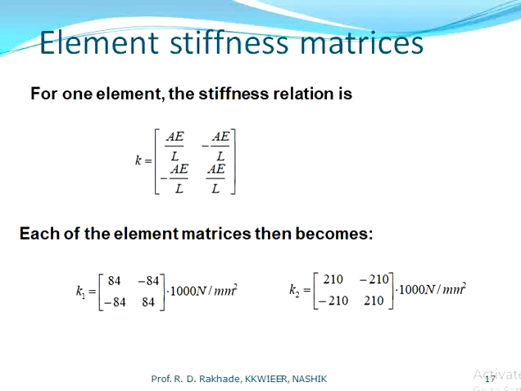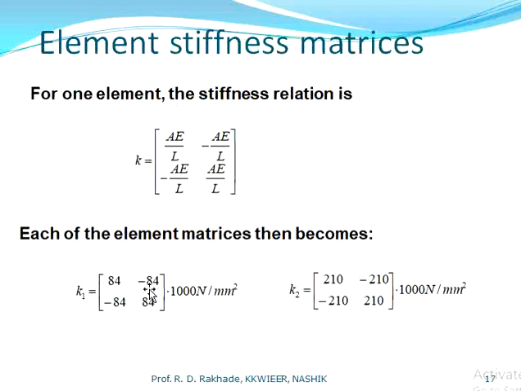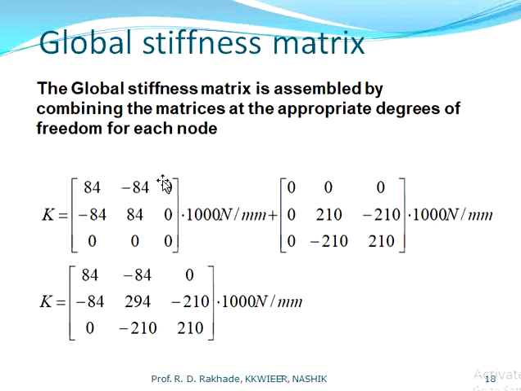Then the third step, that is formation of the global stiffness matrix. So combine those two individual stiffness matrices into a global matrix. In the formation of the global stiffness matrix, the number of nodes is equal to the number of rows and columns of the global stiffness matrix. So this represents node 1, node 2 and node 3. In this way we form the global stiffness matrix.